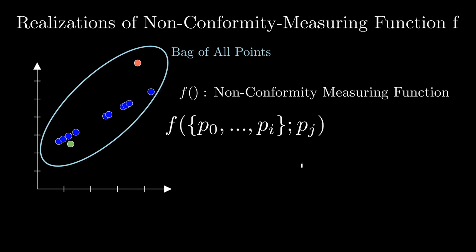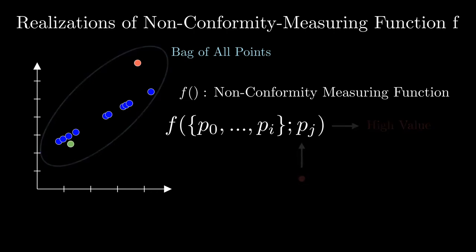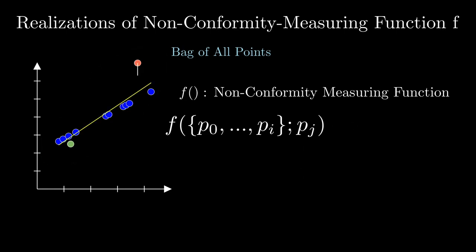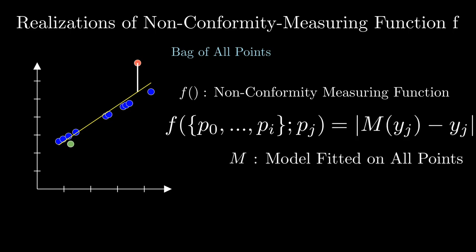For example, when it inputs the blue point, it should output a very low value, and when it inputs the red point, it should output a very high value. One such measure can be obtained by simply fitting a line to all points, for example, the OLS line, and then using the absolute error encountered by that model for a given point as the measure of the non-conformity of the point to the bag of all points.